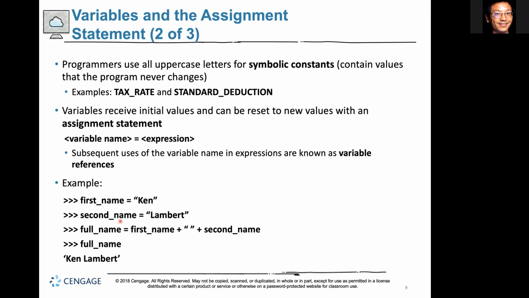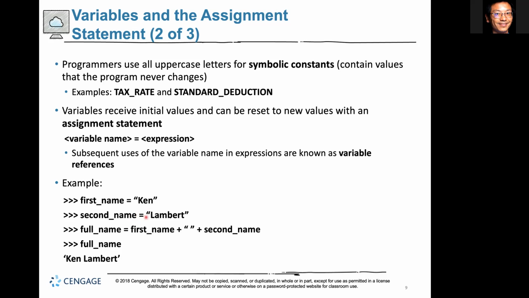Here are some examples. You have first name. It's assigned this string. Now, keep in mind, the string object is immutable. The word immutable means it cannot be modified. This is an object in the Python system. Now, this first name is a variable name that refers to this object. The object itself is not modifiable. All right.